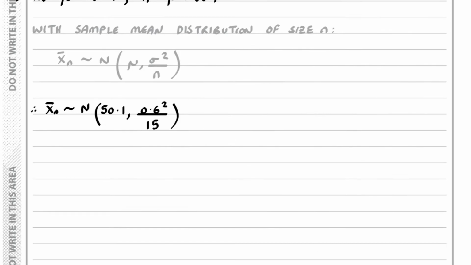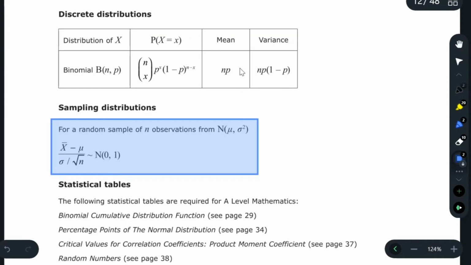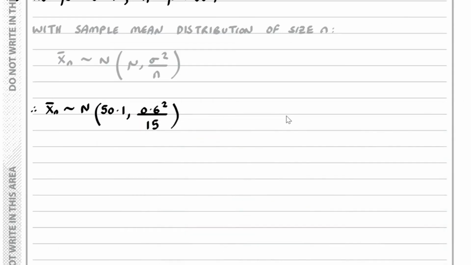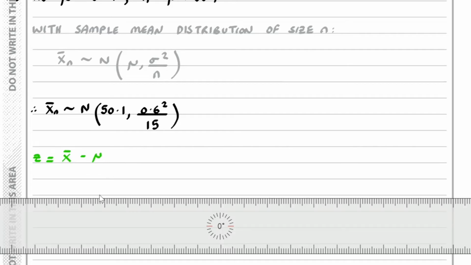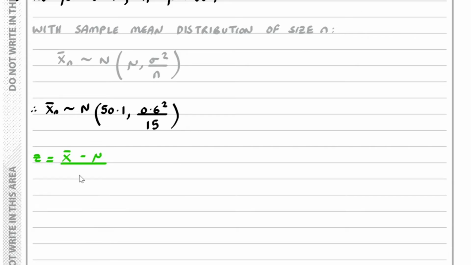Now, if we go to the formula book, we know for a random sample of n observations following a normal distribution with parameters mu and sigma squared, X bar minus mu over sigma over square root of n is normally distributed with parameters 0, 1. In other words, what we are saying here is z equals X bar minus mu over sigma over square root of n.